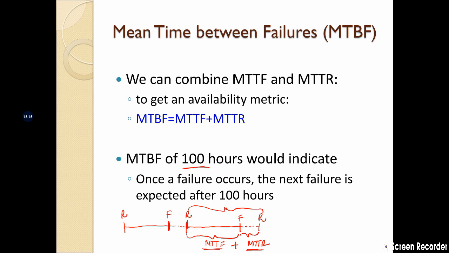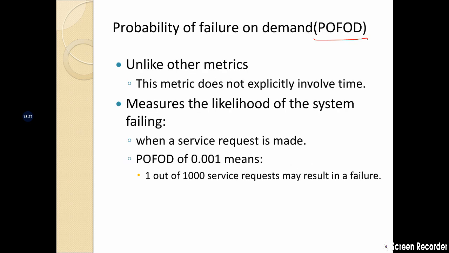To put it simply, mean time between failures is the sum of mean time to failure and mean time to repair. Okay, and then you have POFOD, which is probability of failure on demand. Now in this case you don't have any time aspect. When you have a service request, you look into metrics of transactions. So for example, for an Amazon system you can calculate the probability of failure on demand. That means if there are 1,000 transactions being done on the Amazon site, out of those 1,000 transactions, how many are failing? A probability of failure on demand of 0.0001 means that 1 out of 1,000 service requests may result in a failure.